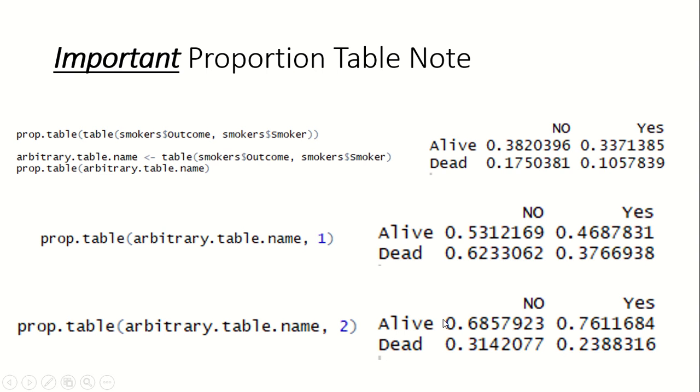Next up, I have 2, which means the columns sum to 1. So an example question for this scenario would be, out of the people that do not smoke, how many are alive? And the answer is about 69%. Out of the people that smoke, how many are alive? About 76%.